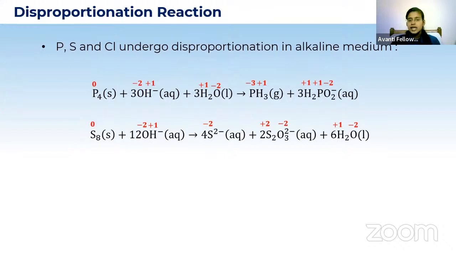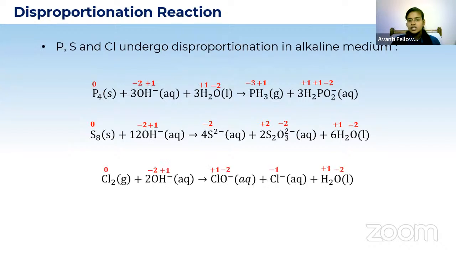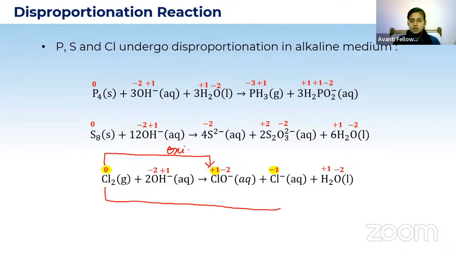Now, the third example is with chlorine. Chlorine with OH minus will give ClO minus, Cl minus and H2O. And if you look into the oxidation number of chlorine, in one compound it goes from 0 to +1, which is oxidation, and 0 to -1, which is called reduction. Okay. Clear?